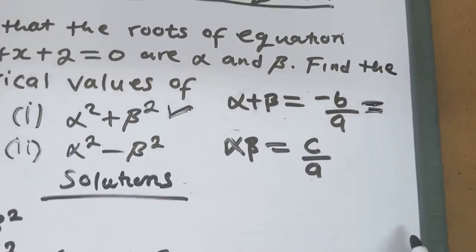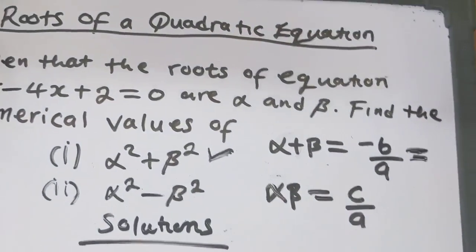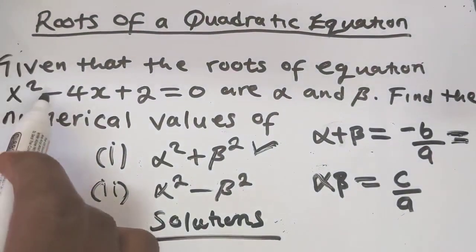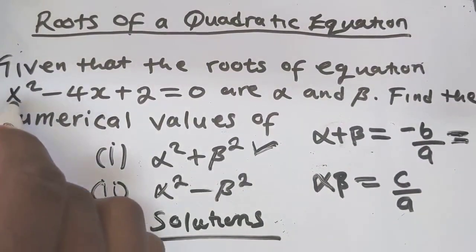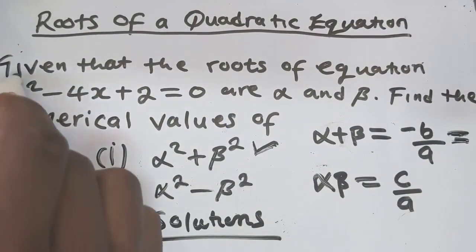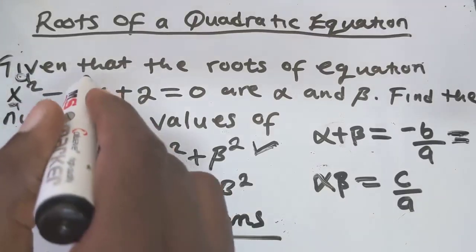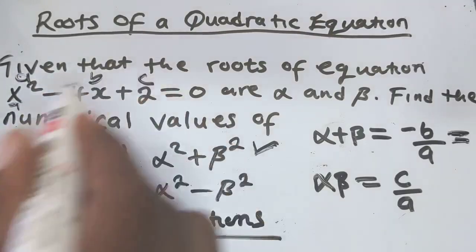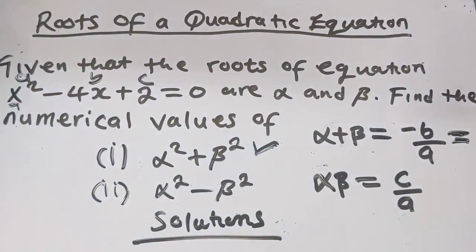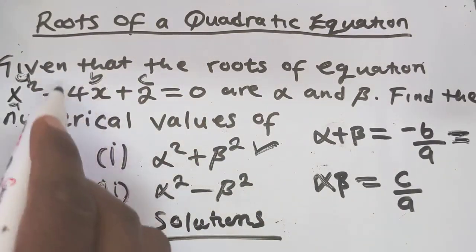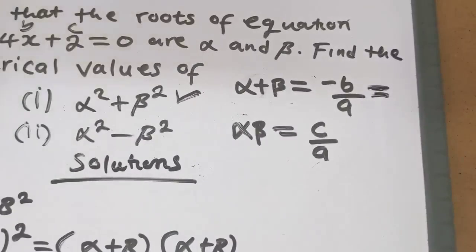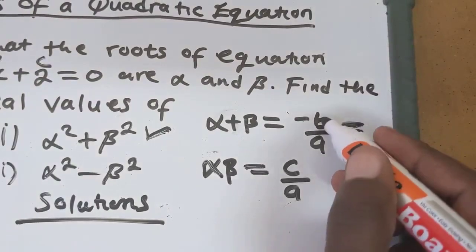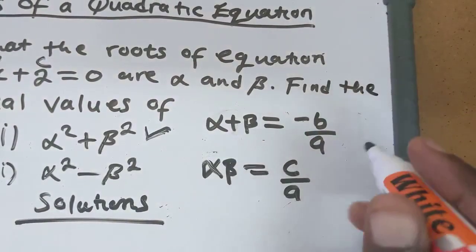So if you want to find the sum, we are looking at this. The coefficient of A, this is our A, this is our B, and this is our C. The coefficient of B is negative 4, so we are going to put negative 4 up here.